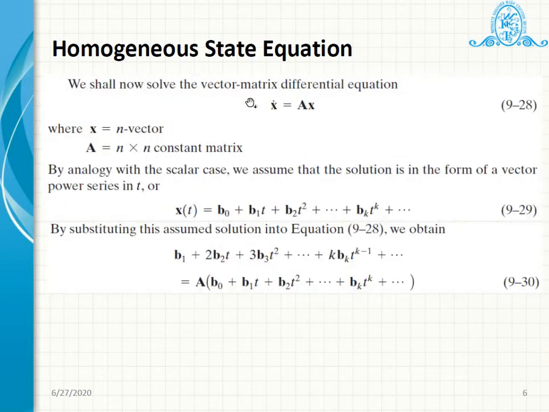Now here we can see the solution of the vector differential equation. Here x dot is equal to Ax. This A is capital A and x is a column vector. So x is an n vector, right? That is, the dimension is n by 1, and the A matrix is n by n. That is a constant matrix.